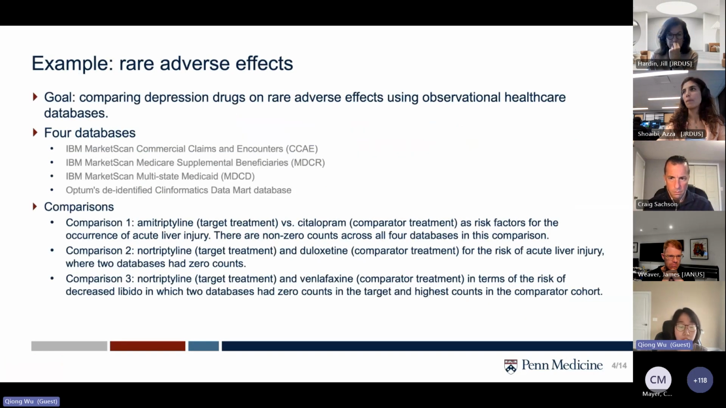For example, we are interested in comparing depression drugs on rare adverse events using these 4 databases in OHDSI, and these are the 3 comparisons we are interested in. Some outcomes are very rare. For example, for the last comparison, we have 2 databases with 0 counts in the target treatment group.